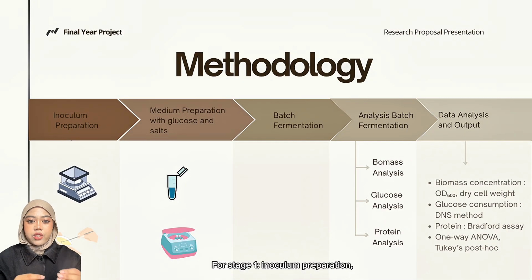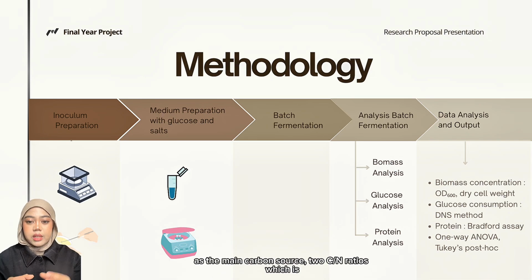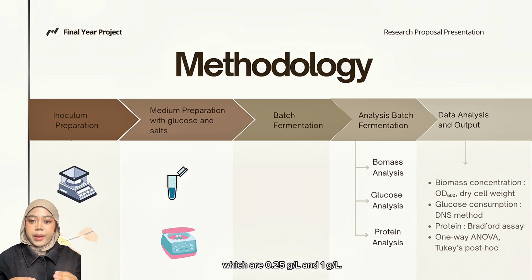For stage 1, inoculum preparation. In this stage, Maripane yeast will be prepared at two inoculum levels, which is 5% and 10%, using sterile 0.1 M sodium chloride, and aseptic technique will be maintained. Then stage 2, medium preparation. Medium A will be prepared with glucose as the main carbon source, two CN ratios, which is 20:1 and 60:1, and two KH2PO4 concentrations, which are 0.25 gram per liter and 1 gram per liter.